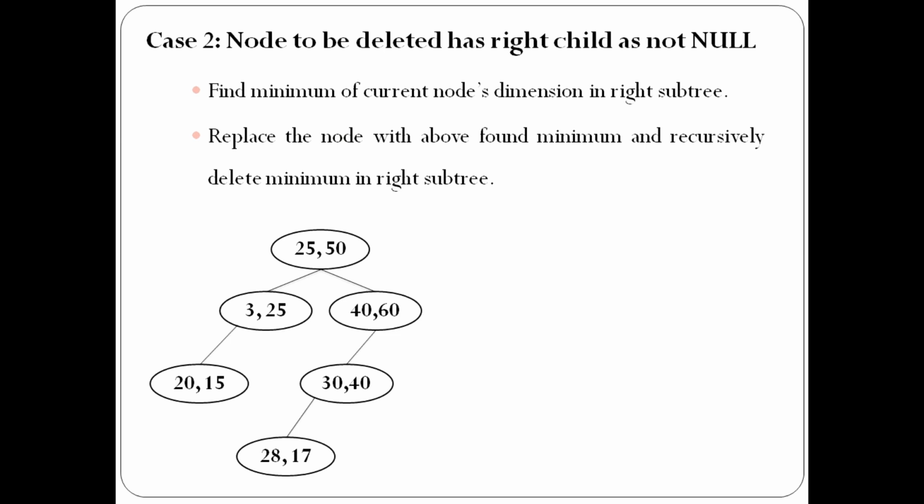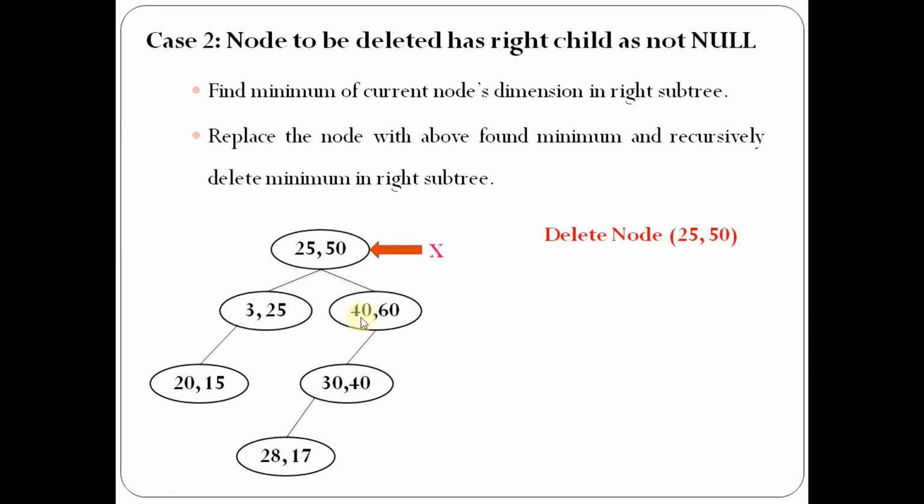So consider a given example. Suppose I want to delete 25 comma 15. 25 comma 15 is a node which has a right child that is not null. So if a node has a right child that is not null, then we have to find the current node's dimension. The first step is to identify the dimension in which the node to be deleted is present. As it is a two-dimensional tree, 25 comma 15 belongs to the x direction. The second step is to find the minimum of the current node in the right subtree for the value of x. Why x? Because our node is present in the x dimension.